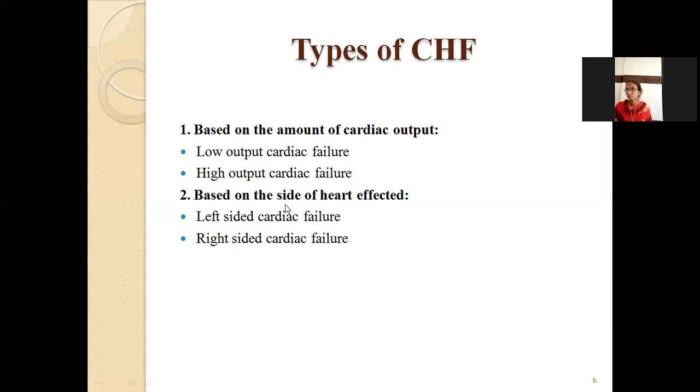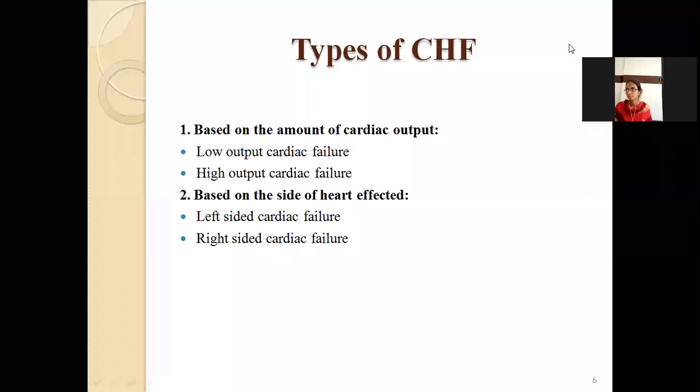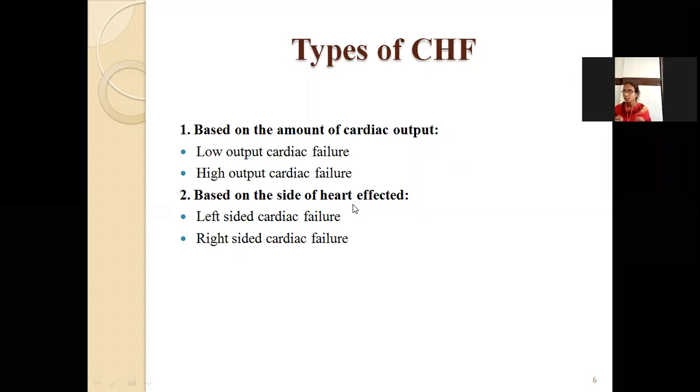So in left-sided cardiac failure, what will happen is that the heart cannot pump the oxygenated blood to the various parts of the body. It will fail to receive the blood from the atrium to the ventricle. Finally, the left ventricle cannot pump the oxygenated blood to the various parts of the body. That is what happens in left-sided cardiac failure.